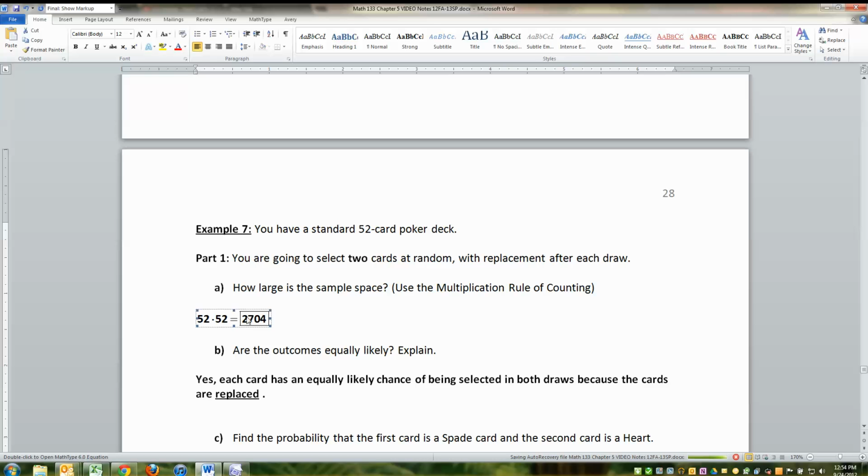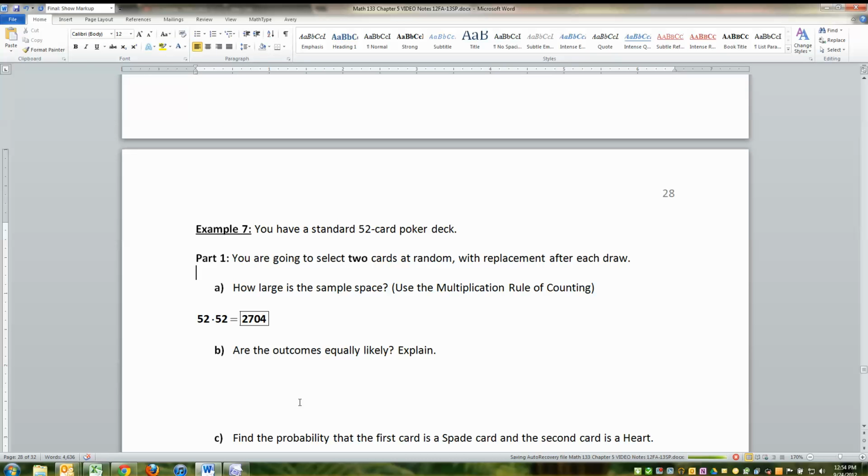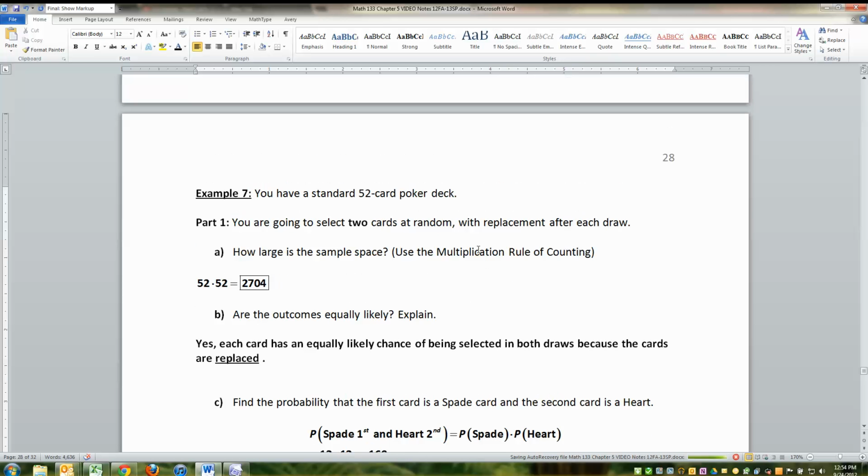And the answer is 52 times 52, because there's 52 cards for the first option, then there's 52 cards for the second option. So 52 times 52 makes 2704. Now, are the outcomes equally likely? Well, that's a different question. The answer is yes, because we replaced the cards, so every outcome has just as likely a chance as anything else, all the way along.